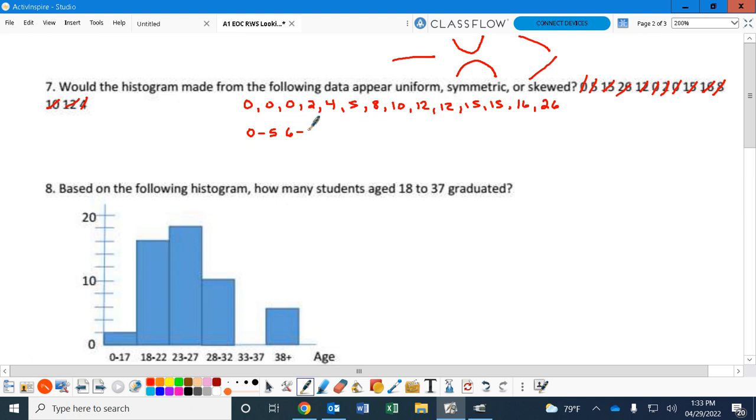Guys, 0 to 5, 6 to 10, 11 to 15. Thank you, we're catching on. The next one would be 16 to what, guys? 16 to 20. And then 21 to 25. And the last one would be 26 to 30. They're grouped in order to make a bar graph.